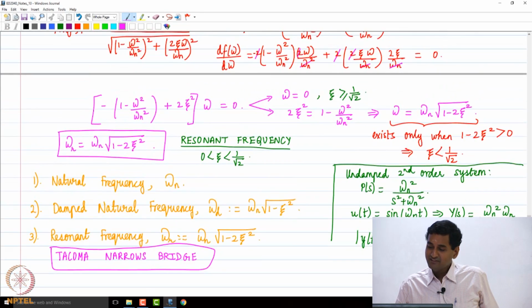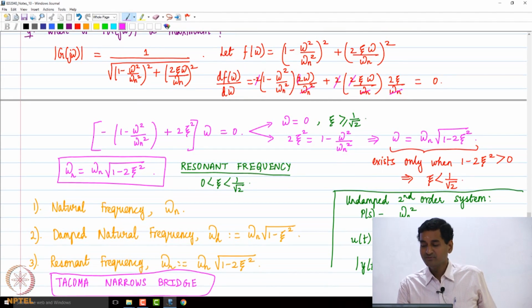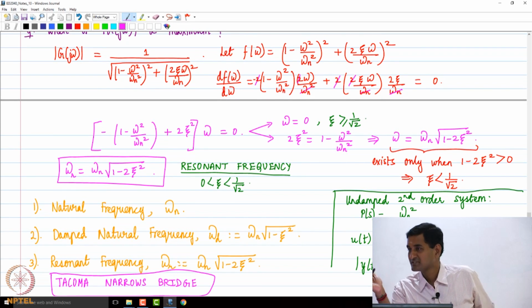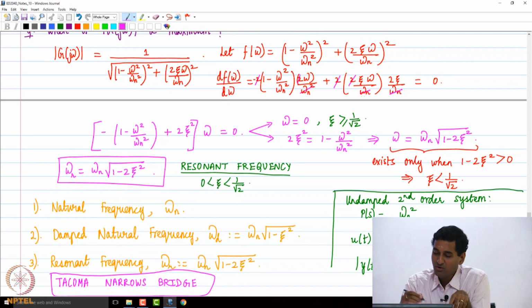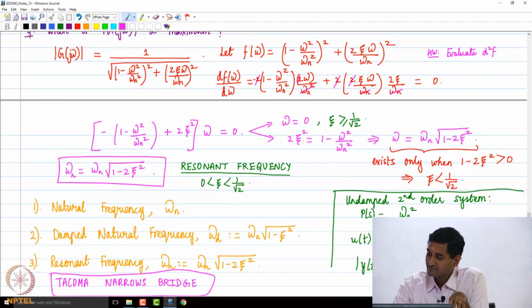But we are not done with the derivation yet. As homework, I want you to take the second derivative and ensure that f double prime of omega is positive at this frequency. Whenever you do maximization or minimization, you need to do both steps. I can't leave it hanging like this, but I am going to leave it to you as homework: evaluate the second derivative and comment.